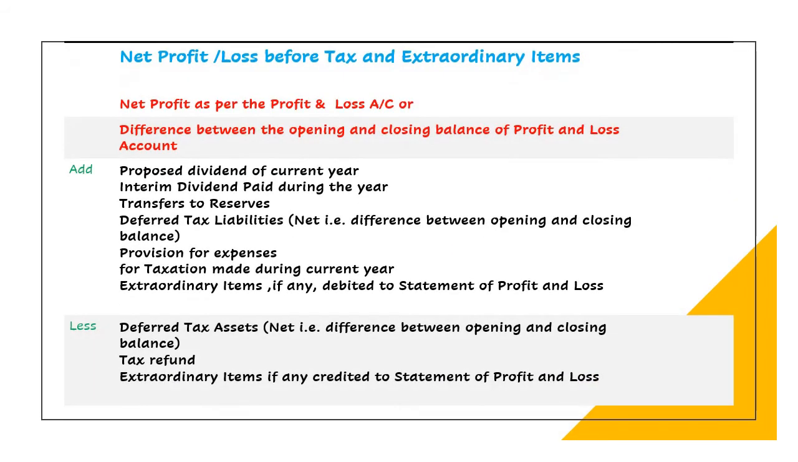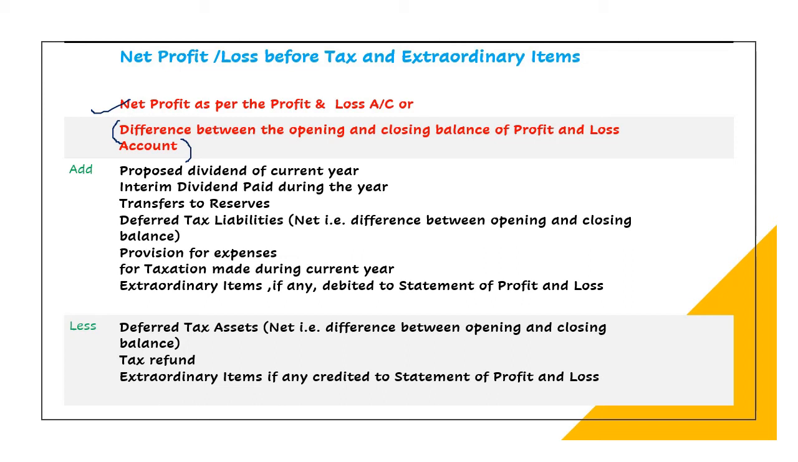How to calculate net profit or loss before tax and extraordinary items? First, we take into consideration net profit, which we can get through profit and loss account. If profit and loss account is not given in the problem, then we should take difference between closing balance and opening balance of profit and loss account, which is given in the balance sheet.